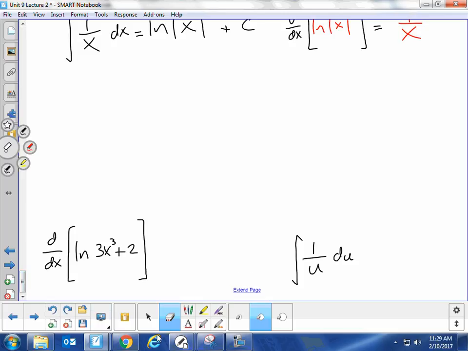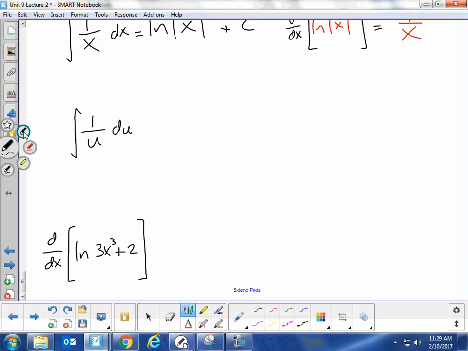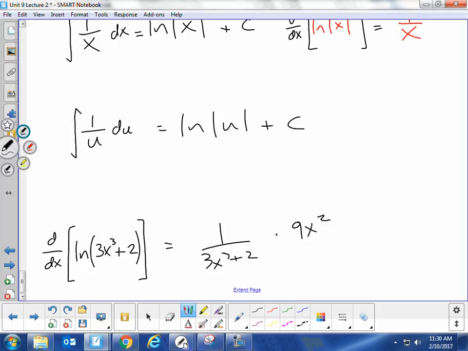Now, if you have the antiderivative of 1 over u, guess what? It's just going to be log absolute u. Treat it just as a different variable, not differently from x. Okay? Now, recall the chain rule with the log function. If I have the log of 3x cubed plus 2, its derivative was 1 over 3x cubed plus 2 times the derivative of that 3x cubed plus 2. So this is the chain rule.